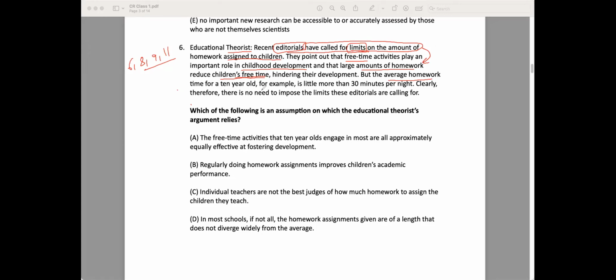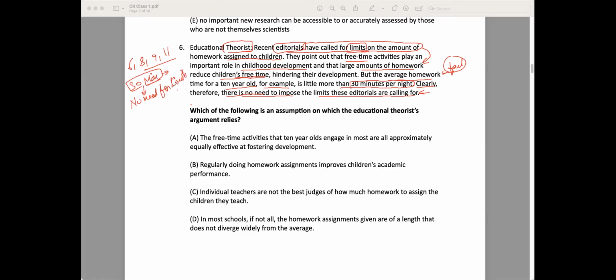But the average homework time for a 10-year-old, for example, is little more than 30 minutes per night. So this is again a fact given by the educational theorist that the time required for children is over 30 minutes for that assignment. Clearly, therefore, there is no need to impose the limits these editorials are calling for. So the theorist is saying it's around 30 minutes, the time required for homework. And 30 minutes is not big enough. Therefore, there is no need for such limits.